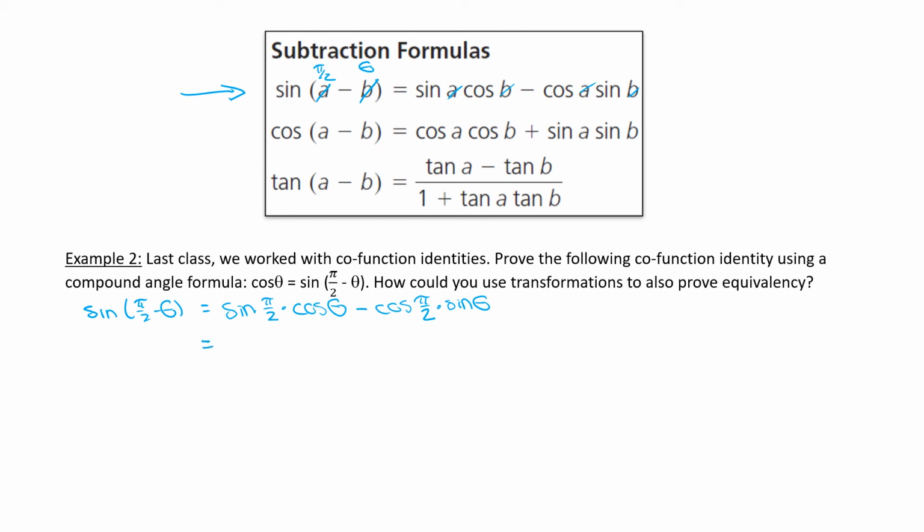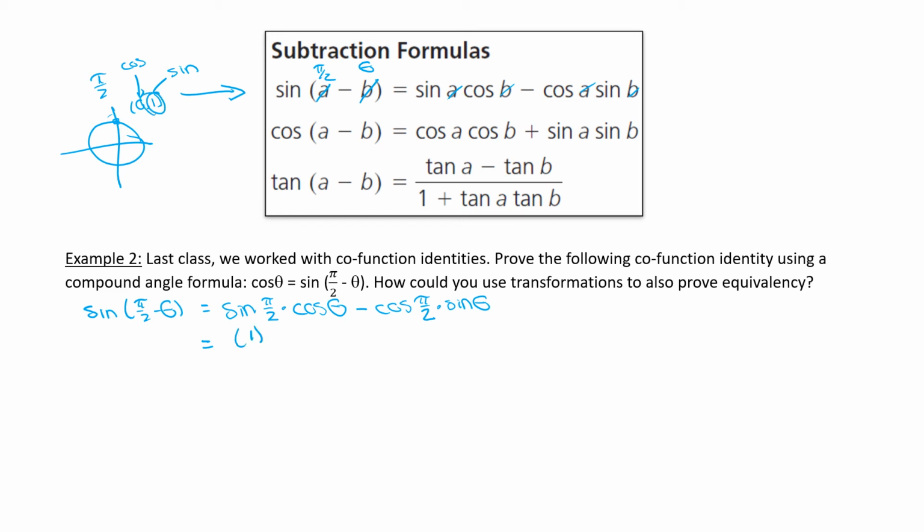Sine of pi over 2. What is sine of pi over 2? Pi over 2 is at the top of the unit circle. That's the same as your 90 degrees right there. What's the coordinate right there? The coordinate is 0, 1. Remember that your x is the cos and your sine is the y value. So sine of pi over 2 is 1.